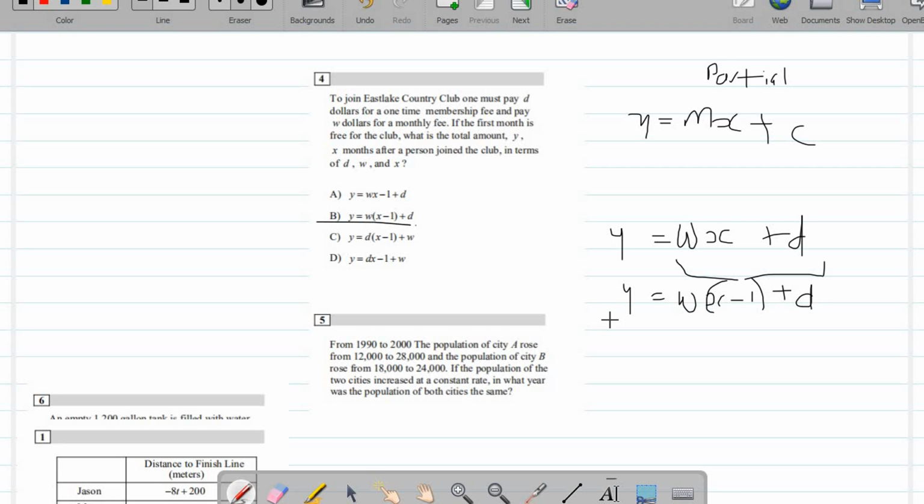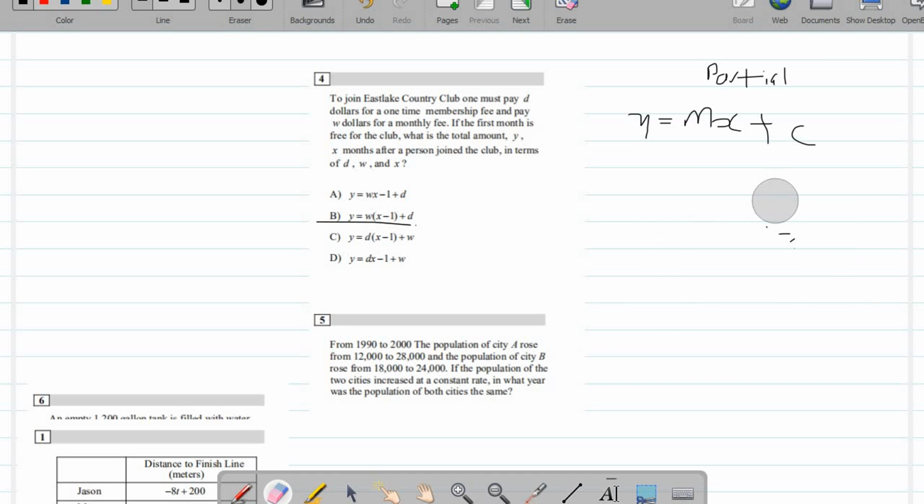Let's go to question number 5. From 1990 to 2000, the population of city A rose from 12,000 to 28,000. The population of city B rose from 18,000 to 24,000. If the population of the two cities increased at a constant rate, in what year was the population of both cities the same? From 1990 to 2000, that's about 10 years.